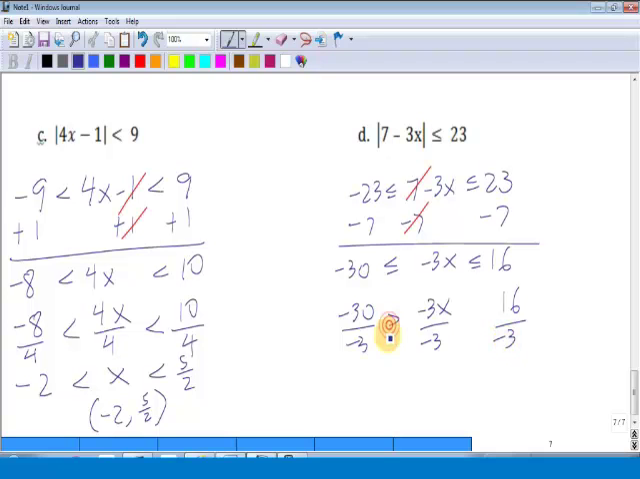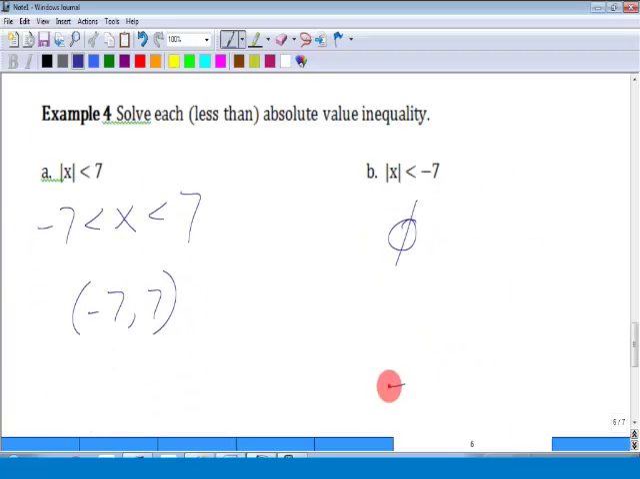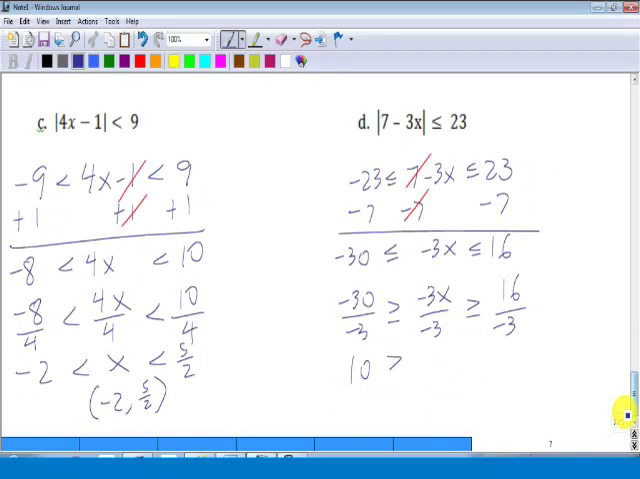Reverse them. Because we're dividing each part by a negative number, that causes us to have to reverse them. So 10 is greater than or equal to x, which is greater than or equal to -16/3.